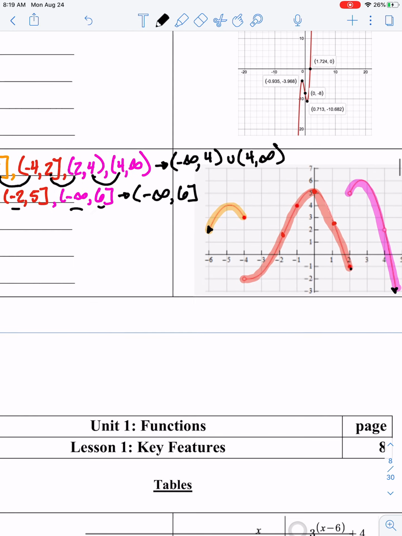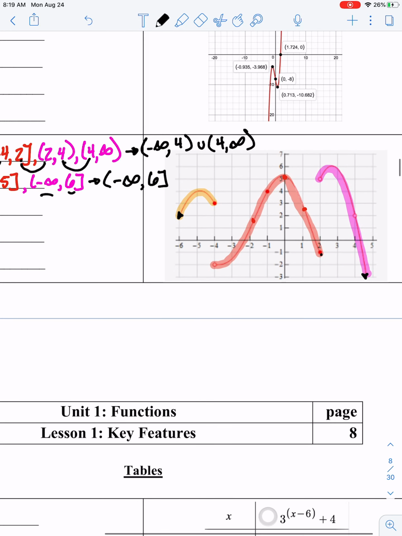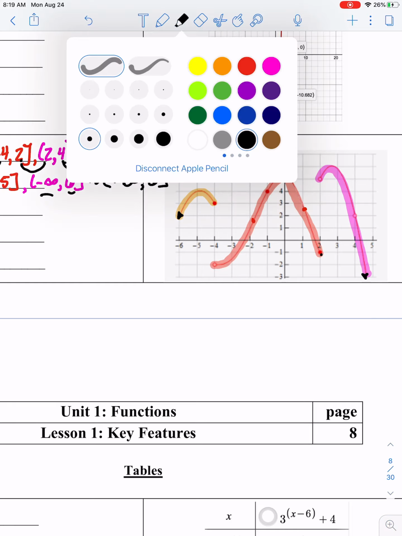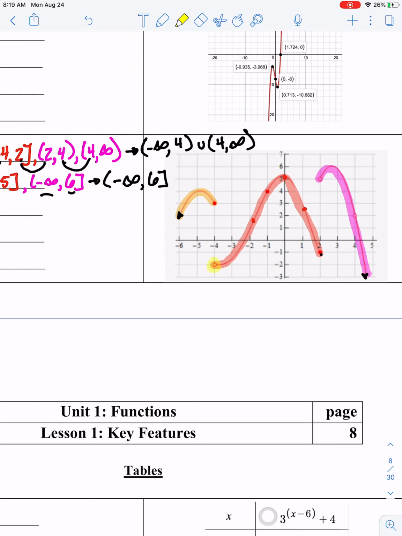Now I want to make sure that I don't have any holes in my graphs. Well, if I look right here, I happen to have a hole. But because this hole is at this value right here and it's shaded with the dot, right? Again, if you don't see a dot, you can assume it's a closed one. It overrides this open dot.